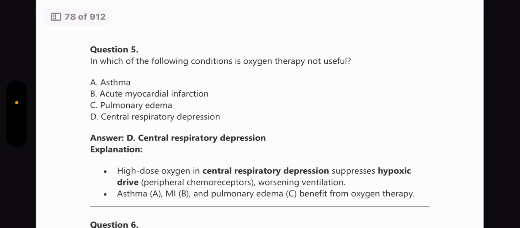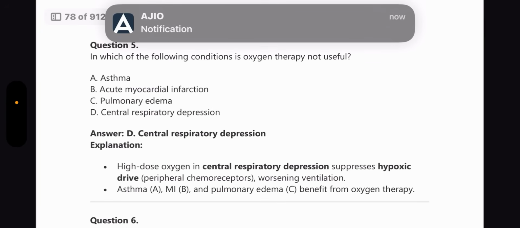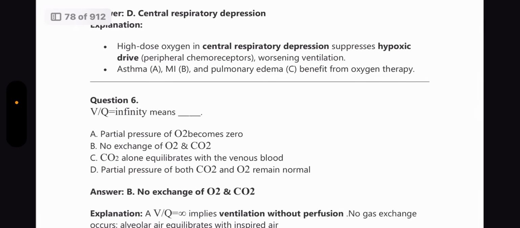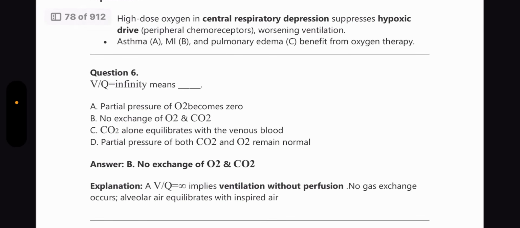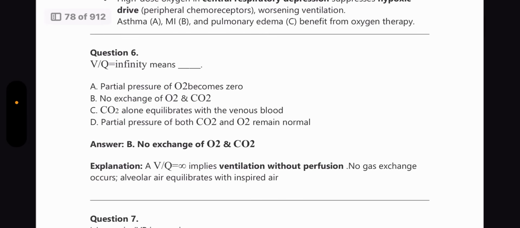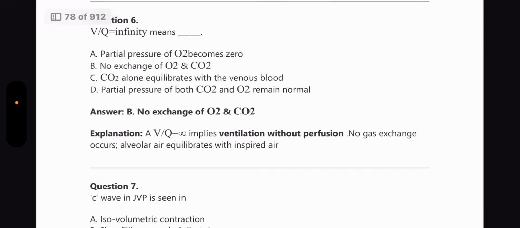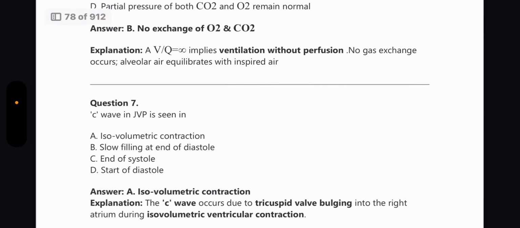And in which of the following conditions is oxygen therapy not useful? Answer, central respiratory depression. High dose oxygen in central respiratory depression suppresses the hypoxic drive from peripheral chemoreceptors, worsening ventilation. V/Q equal to infinity means there is no exchange of oxygen and carbon dioxide. V/Q equal to infinity implies ventilation without perfusion. No gas exchange occurs here. Alveolar air equilibrates with the inspired air.